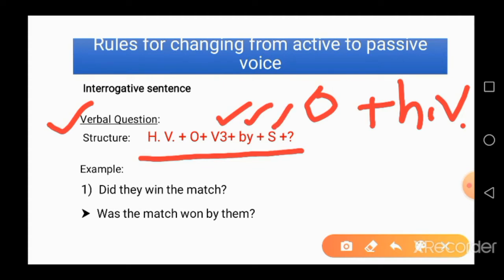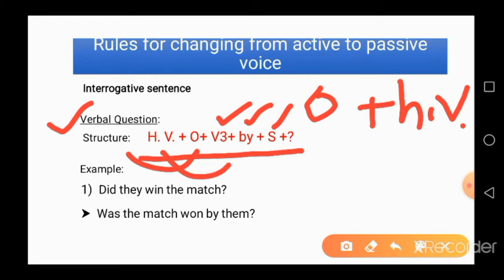But see here in this structure in verbal question we take helping verb before object. In assertive sentence object first and helping verb next. But in verbal sentence here helping verb comes first and then object and finally we put a question mark. This is the passive voice structure for writing verbal sentences. Let me explain you more with this example.